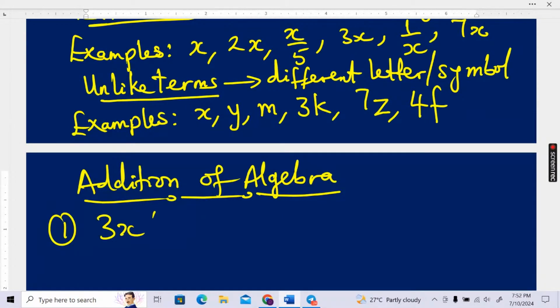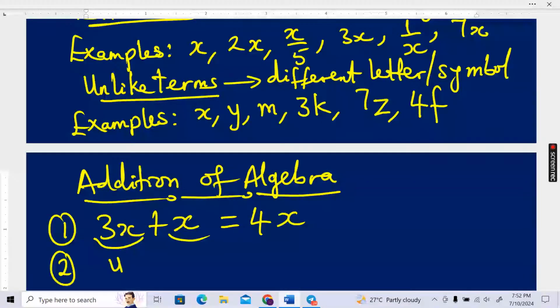So now 3x plus x. Don't forget I spoke about coefficients. The coefficient in 3x is 3. The coefficient in x is 1. So that's 3x plus x. That will give us 4x. So it's like you saying 3 plus 1 is equal to 4. Now look at the next one.